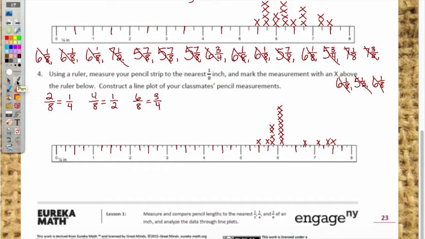The minimum number is still 5½. The maximum number, still 7½. That makes subtraction easy. The mode, most used number, 6 1/8. That changed. The range is still 2. Okay, let's just say, because we've got time, I want to know the total length of the pencils. How would you go about doing this?